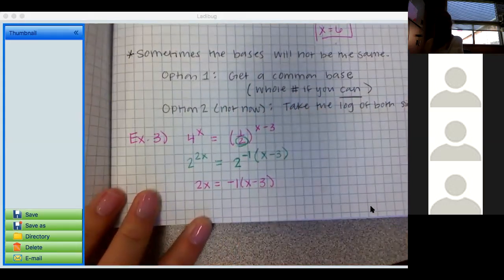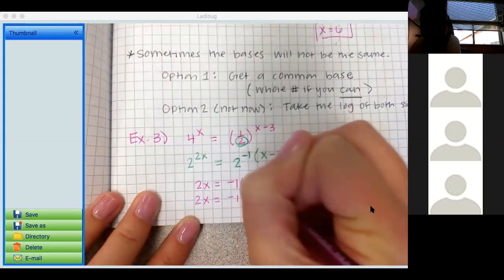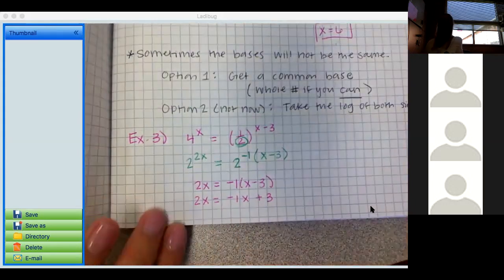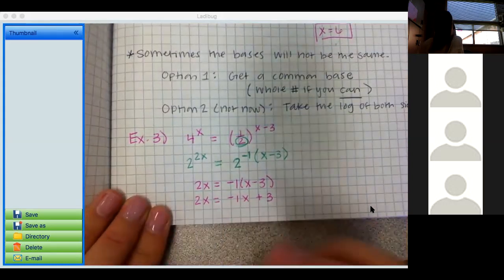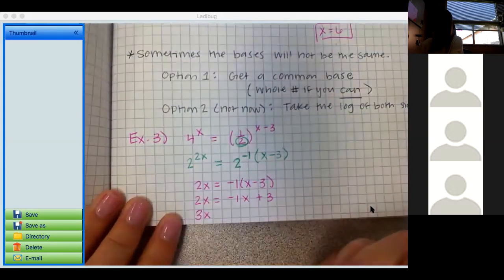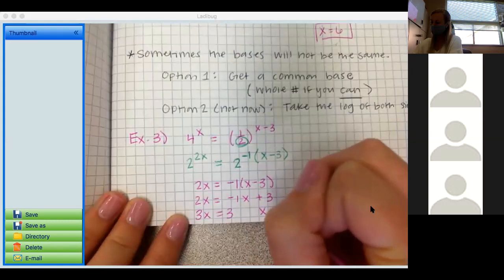What would I do next? Distribute. So 2x equals -1x plus 3. All right, Cody, what do I do next? Good. -1x over here. So this would now be 3x because you would add it. Equals 3. So what does x equal, y'all? Beautiful.